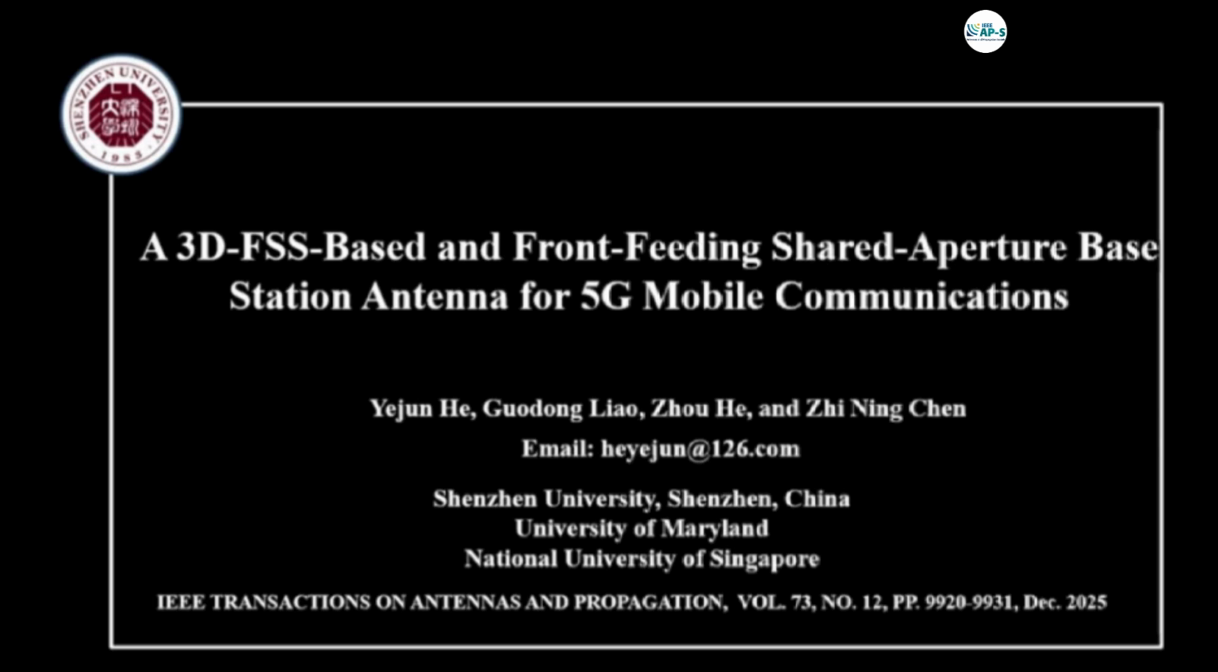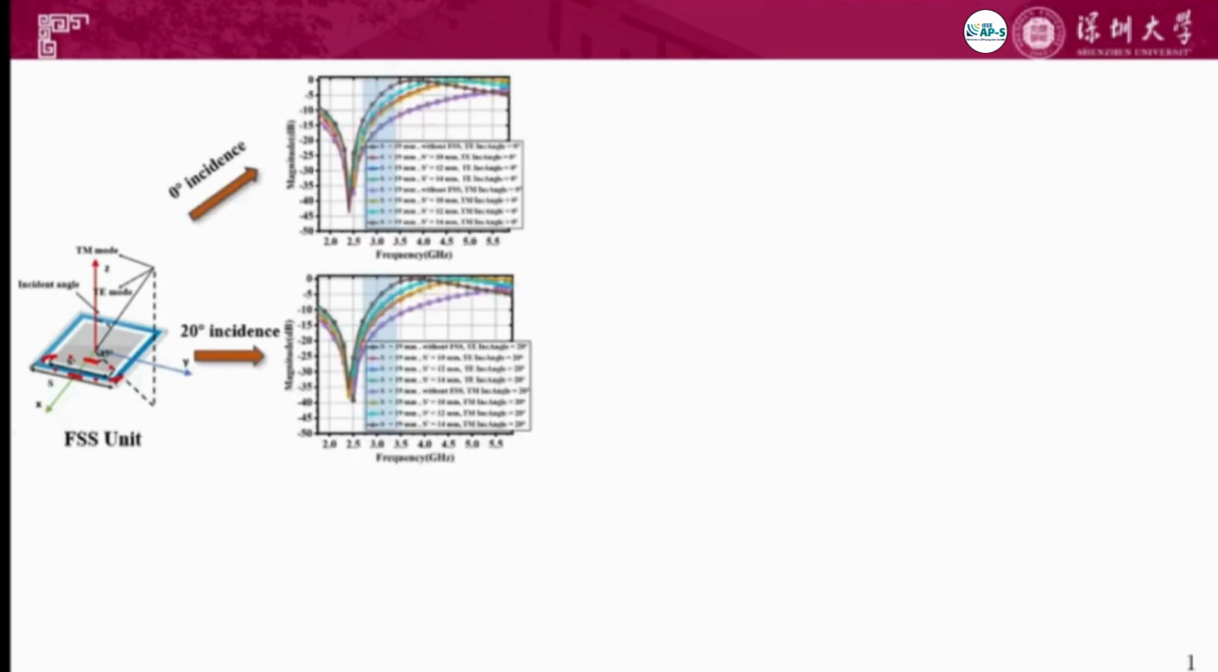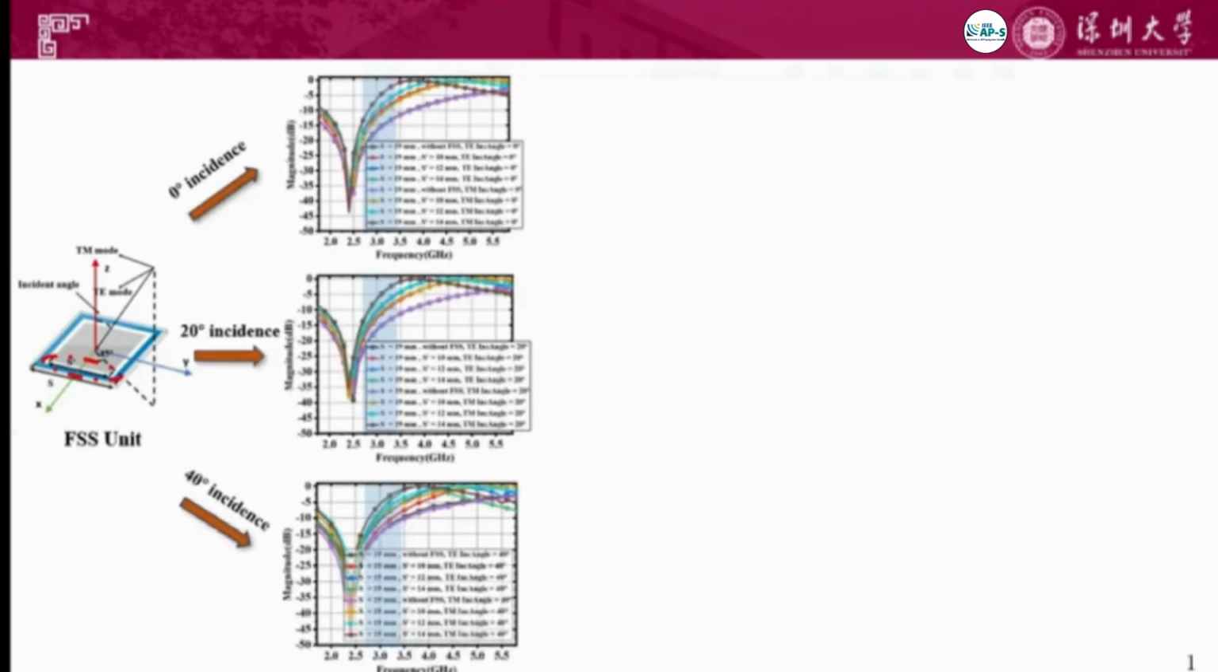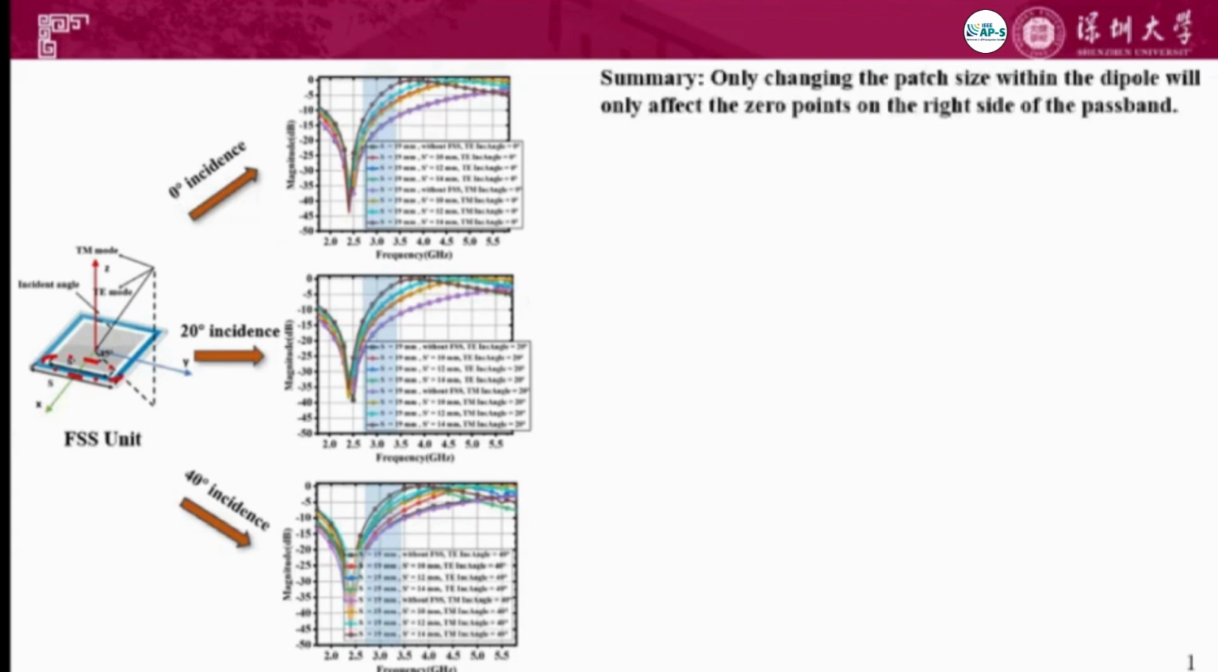First, we investigated the parameter tuning mechanism of the FSS unit to suppress scattering interference. When we only varied the patch size inside the FSS unit, we observed the transmission coefficients at 0 degrees, 20 degrees, and 40 degrees incidence. The results showed that while the passband shifted to the left, transmission zero remained almost unchanged. Therefore, we conclude that only changing the patch size within the dipole will only affect the zero on the right side of the passband.